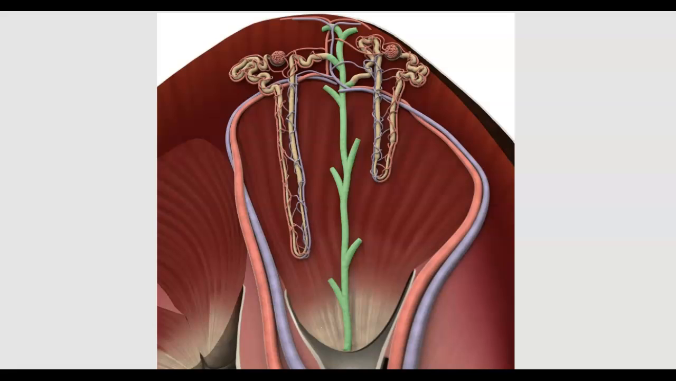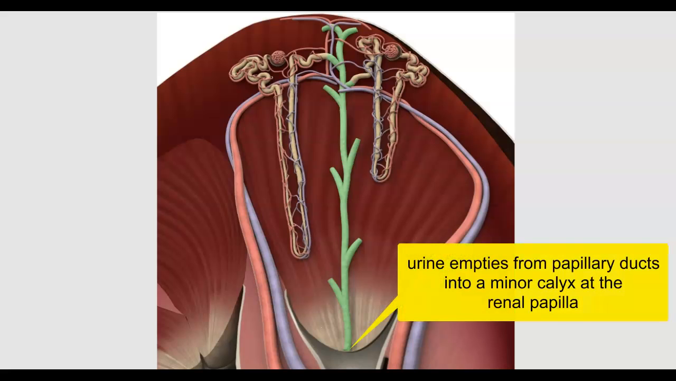It travels down the renal pyramid to the renal papilla, where it merges with other collecting ducts as a bigger papillary duct. This is where urine exits the renal pyramid and enters into the minor calyx.